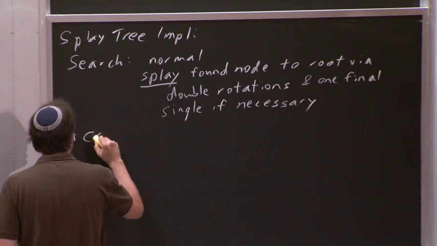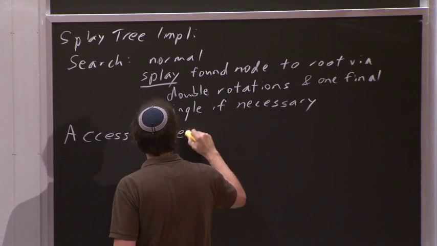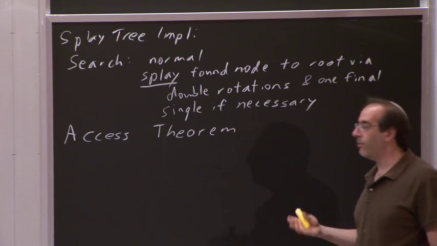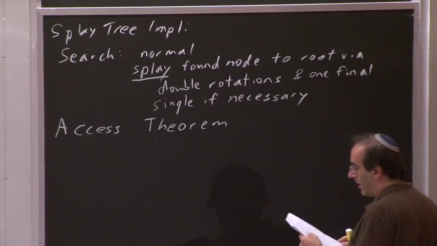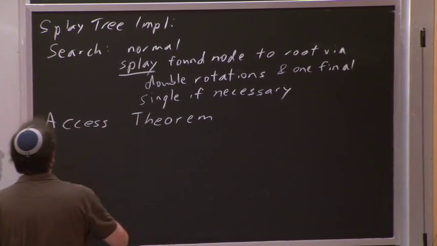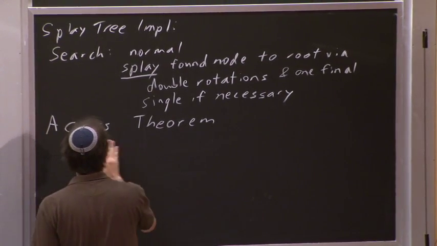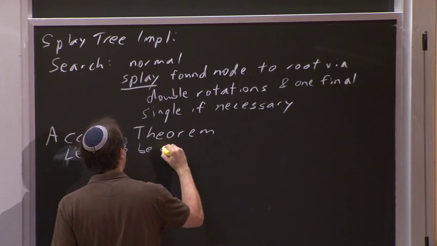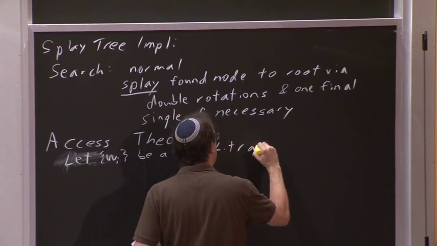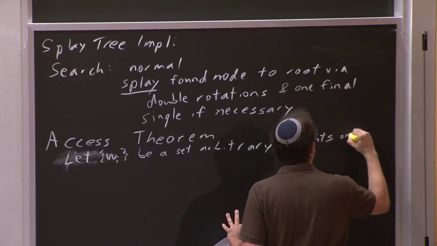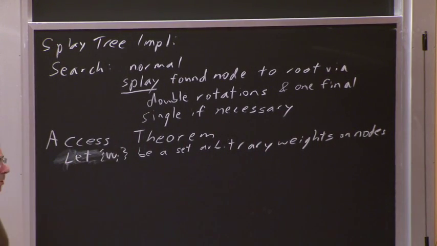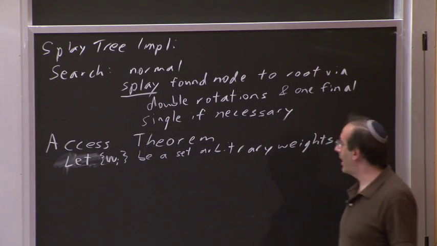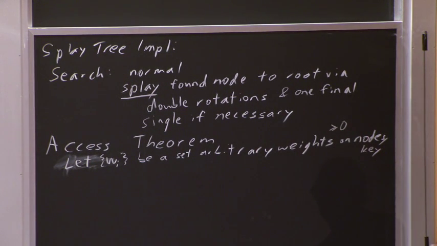Now, the access theorem. This is where I tell you that splay trees are fantastic. All of the wonderful time bounds that follow from splay trees follow from this single access theorem. So we are going to define, let Wi be a set of arbitrary weights on your nodes. So each node slash key gets a weight that you can pick. It should be positive, I guess. I don't know what happens when you use negative numbers on your weights.